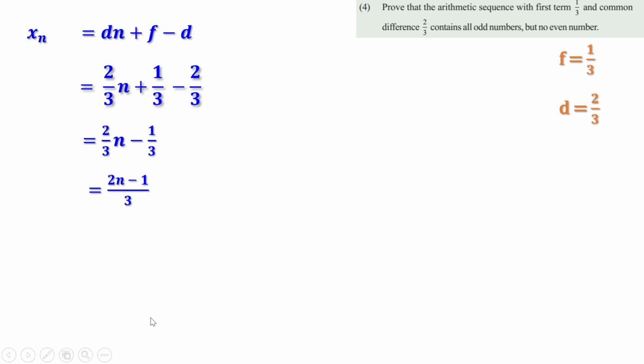Now let us check whether we get all the odd numbers or not. When you give n equal to 2, 2 into 2 is 4, 4 minus 1 is 3, 3 by 3 is 1. When you give n equal to 5, 2 into 5 is 10, 10 minus 1 is 9, 9 by 3 is 3, the second odd number. When you give n equal to 8, we get 16 minus 1, that is 15 by 3, 5, the third odd number. So we can see this sequence contains all the odd numbers, and since the numerator is an odd number and the denominator is also an odd number, it gives no even number.